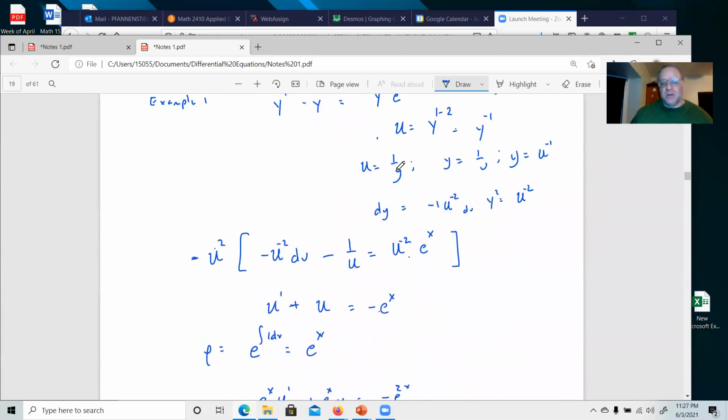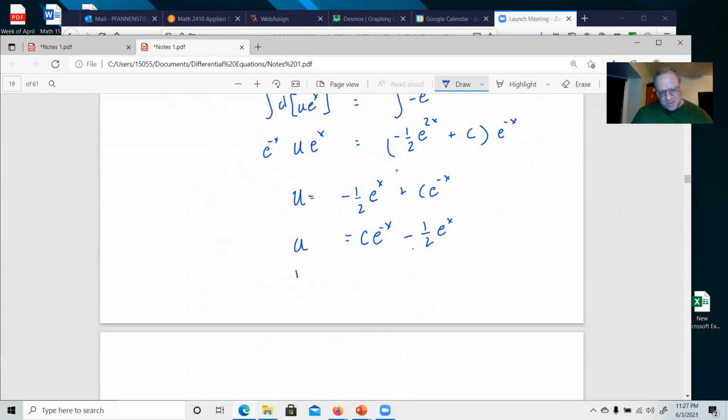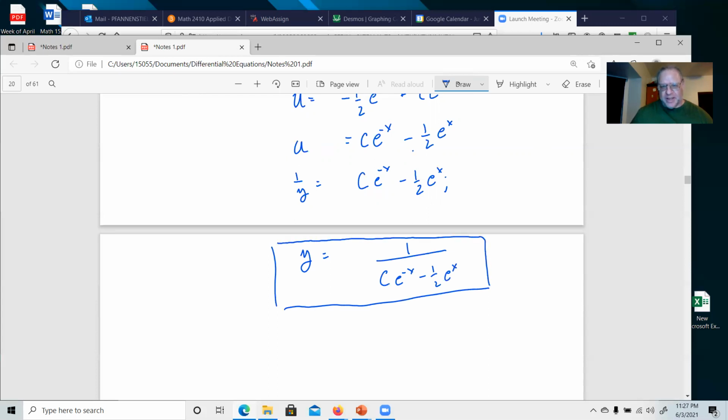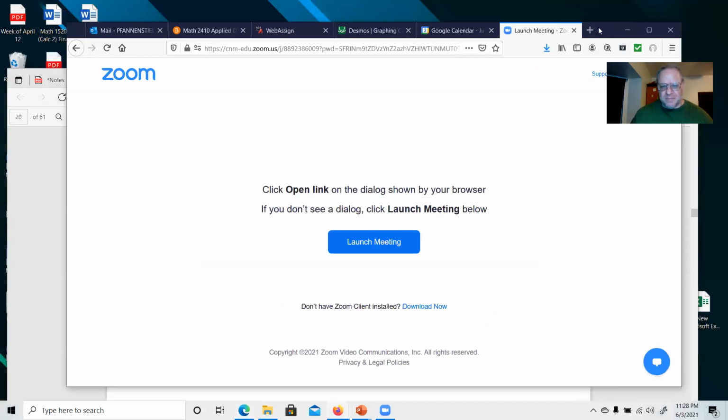Went all the way back up here. u is 1 over y. All right, so we have 1 over y is equal to c e to the negative x minus 1/2 e to the x. We're going to go ahead and use the reciprocal rule. So we have y, not u, y. So we have y is equal to 1 over c e to the negative x minus 1/2 e to the x. And then since that is solved explicitly in y, we're going to call that good and spare a day for it.